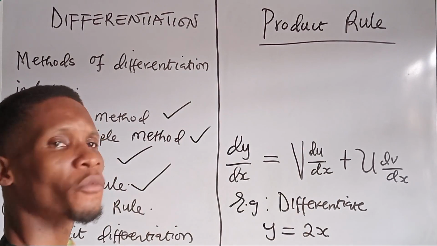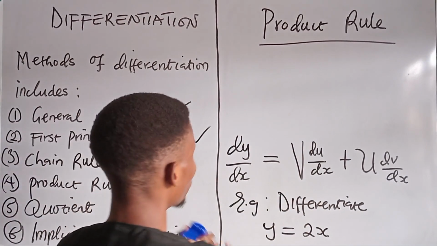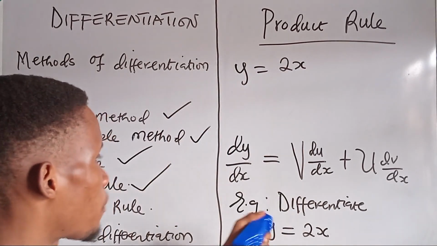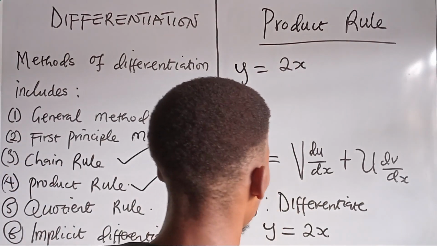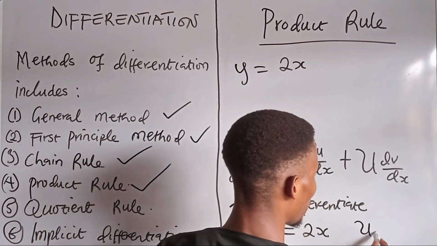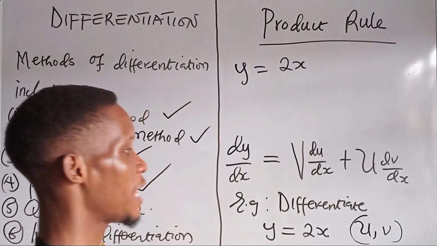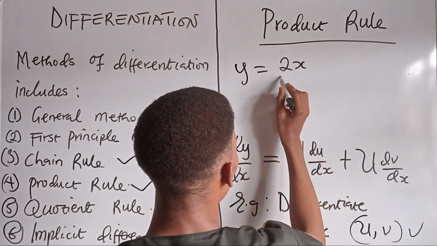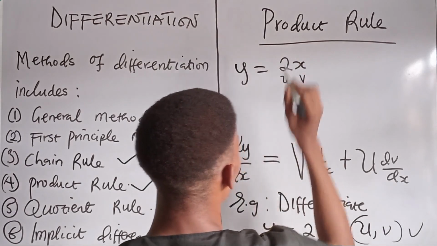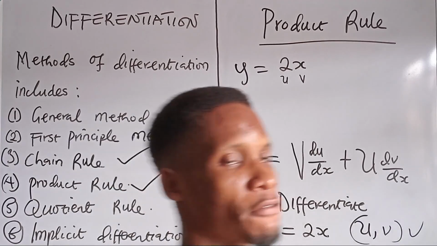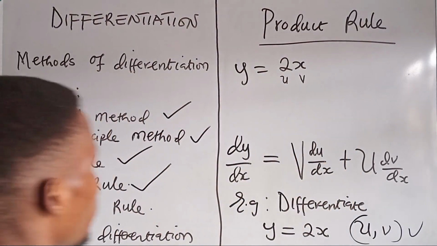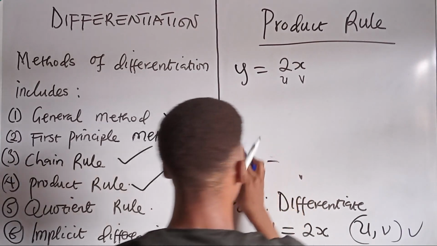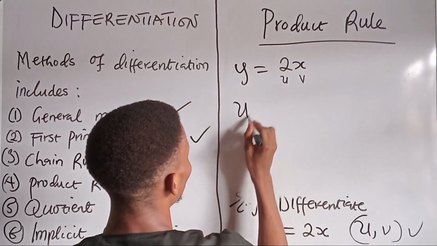So we're given y equals 2x, and we have to differentiate using the product rule. I told you that there are u and v, which are functions of x. So this u and v is what we now use here. You assume the first one to be u, and you assume the second one to be v. Therefore, it will be easier for you to apply this method. So u is equal to 2.